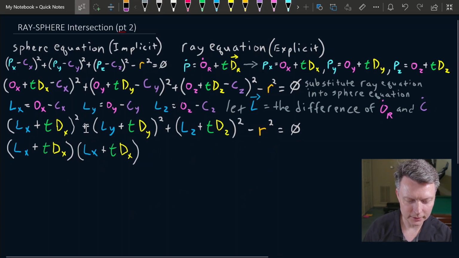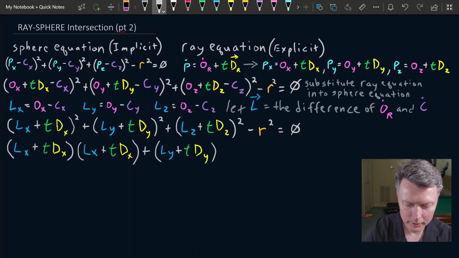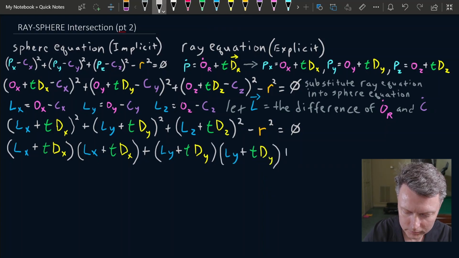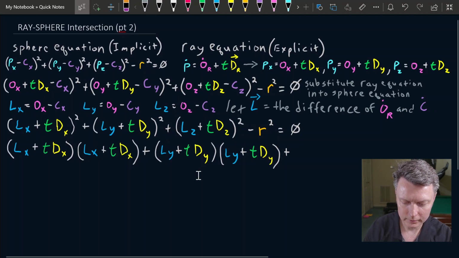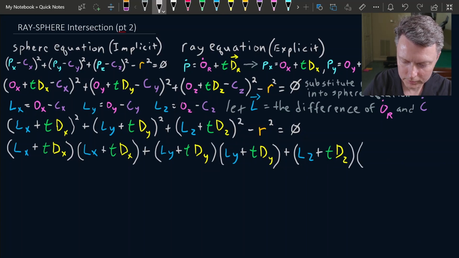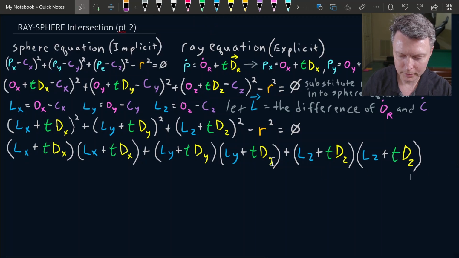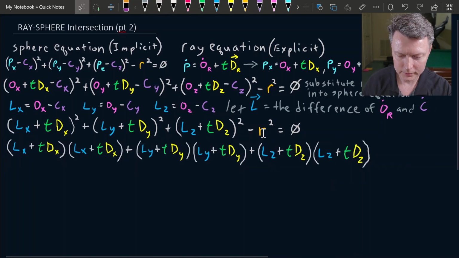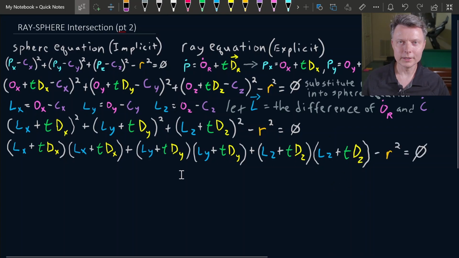So we keep the plus sign right here. Plus Ly plus T dy times another Ly plus T dy. Plus, keep the plus sign from here. And then got one more to go. Do the z components. Times another one of those. I almost made it. I'm going to shrink this down just a little bit so it can fit on one line. And now we just continue with minus r squared equals 0. Okay, so getting longer. It's not at the maximum yet. That's the next line. But at least we have these expanded out so there's no more brackets that are squared.